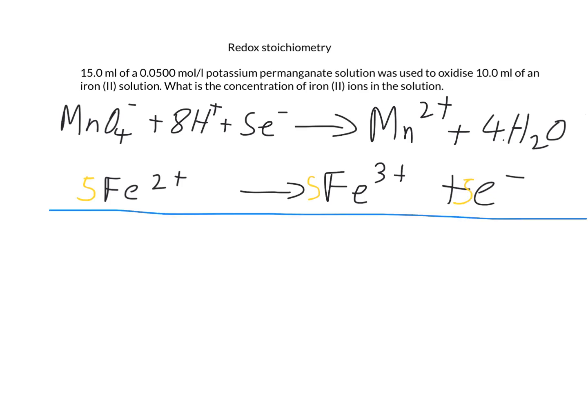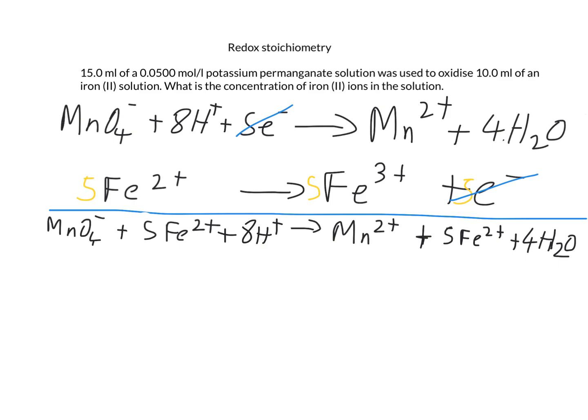Multiplying it by 5 gives you this, and then you can combine these two reactions together to get an overall equation. When you write it out, your overall equation looks a bit like this. The key thing from this equation is the ratio of MnO4 minus to Fe2 plus. It's a 1:5 ratio. As with any stoichiometry question, that molar ratio is super important.